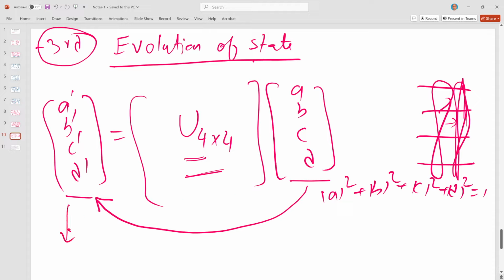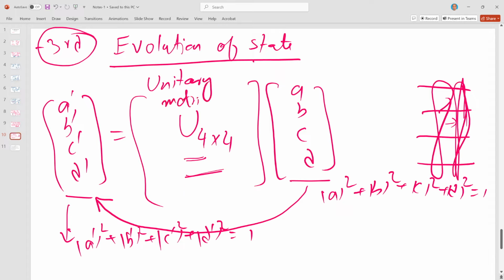So to make sure that this is a normalized state as well, this matrix has a restriction on it, and we will work out in detail later on. But this matrix is called a unitary matrix if it preserves the normalization of the state. And this has this special property that its inverse is simply equal to its transpose and then its conjugate.